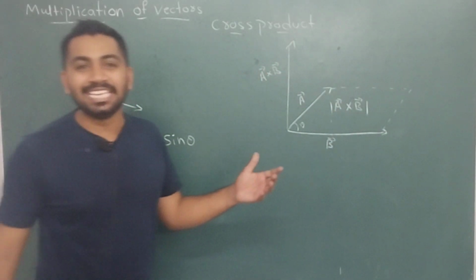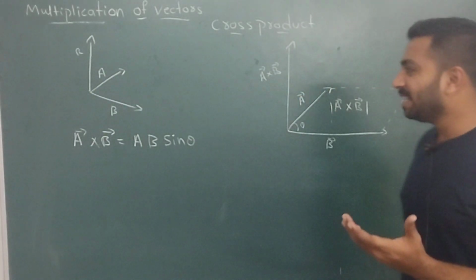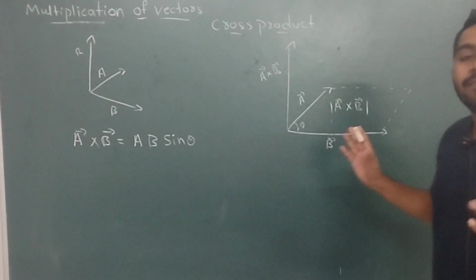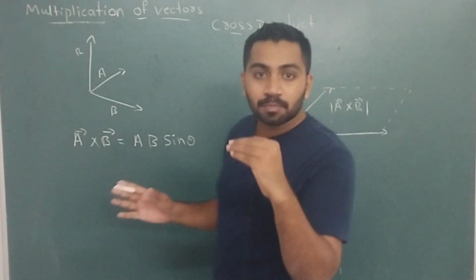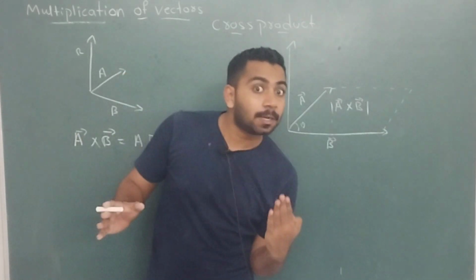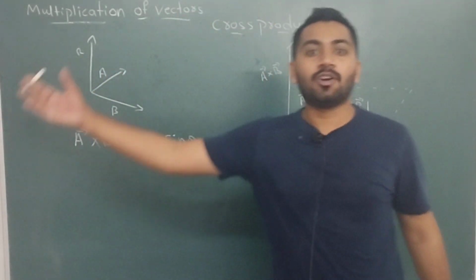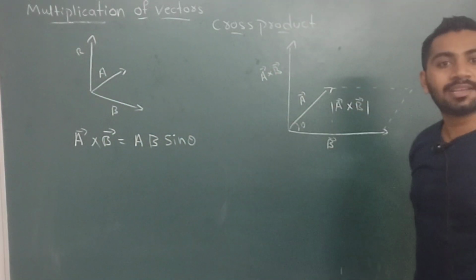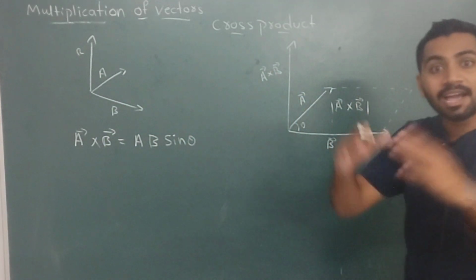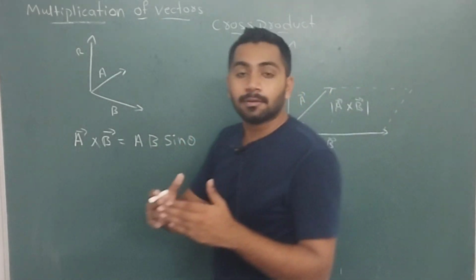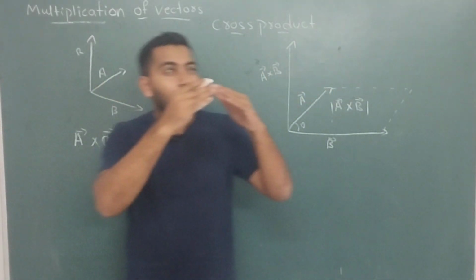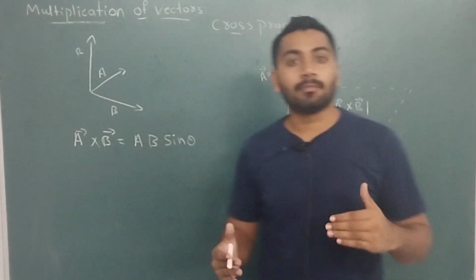Wow, what a beauty. This is how we learn cross product. When we are doing the dot product, it's just a projection of one vector on another. But when we want a perpendicular answer, we use the cross product. When we are projecting, dot product. When we want a perpendicular answer, the area of a triangle, the area of a parallelogram, we use cross product.